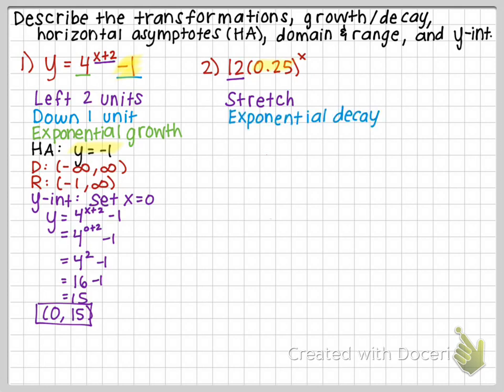That 0.25, since it's in between 0 and 1, it's exponential decay. We have a horizontal asymptote at y equals 0 because there's no k term. Whatever our k is, that's our horizontal asymptote. So horizontal asymptote at y equals -1, horizontal asymptote at y equals 0. There's no k. Our domain is -infinity to infinity. Our range is whatever our horizontal asymptote is to infinity.